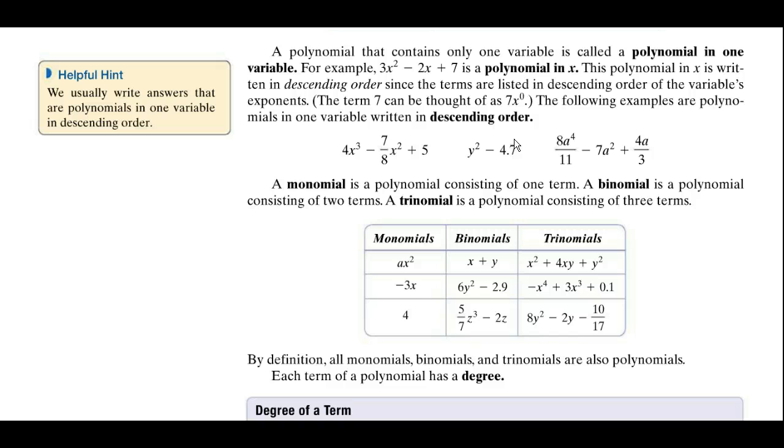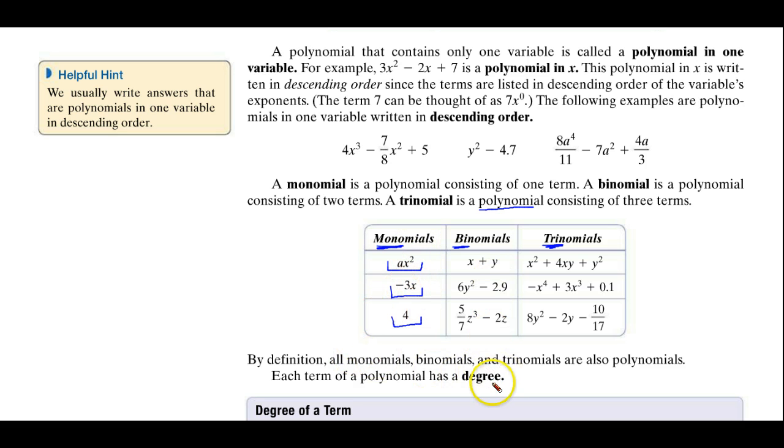Now, we do have a couple of other words associated with polynomials, and that is those that have one term, and that's it. These are called monomials, with the prefix mono meaning one. If they have two terms, they're considered binomials, and if they have three terms, they're considered trinomials. But all of these are polynomials under the general umbrella, so to speak, and these are just three.